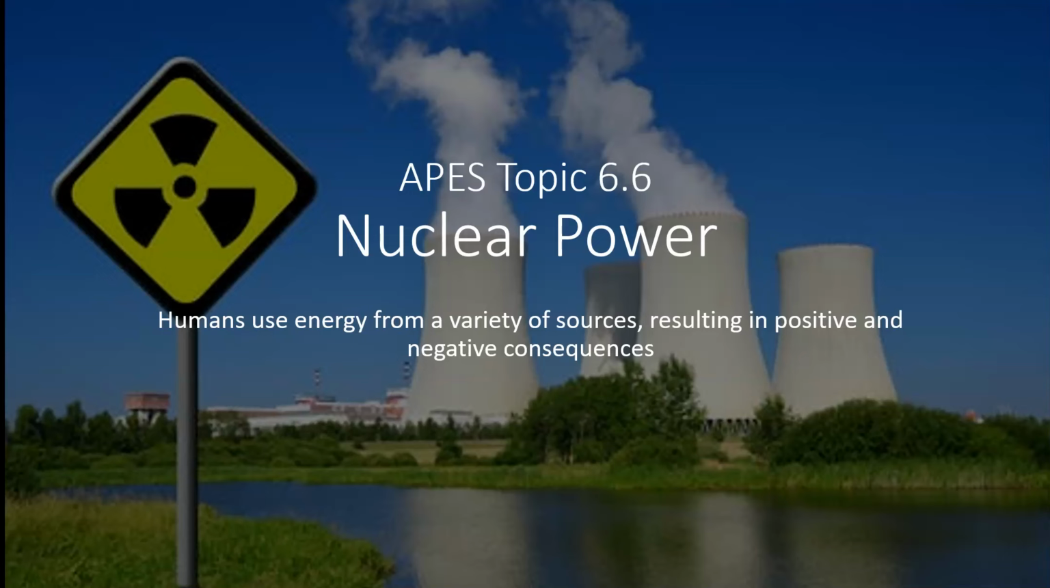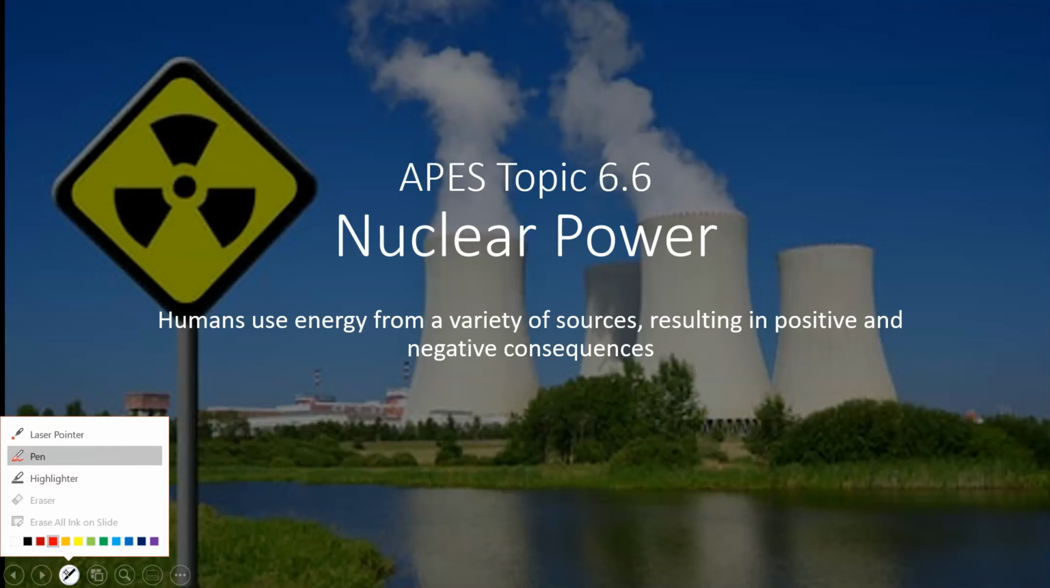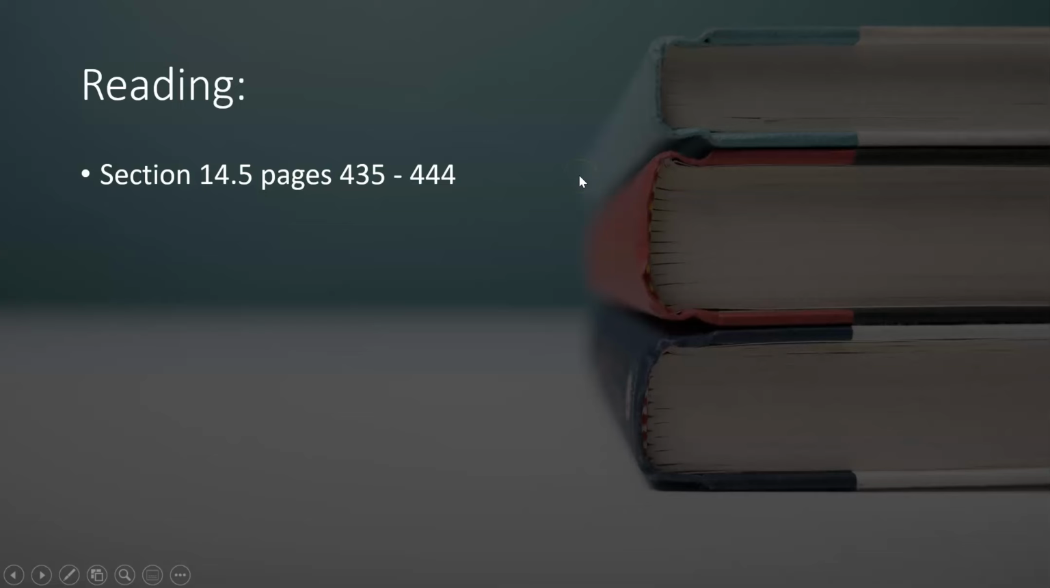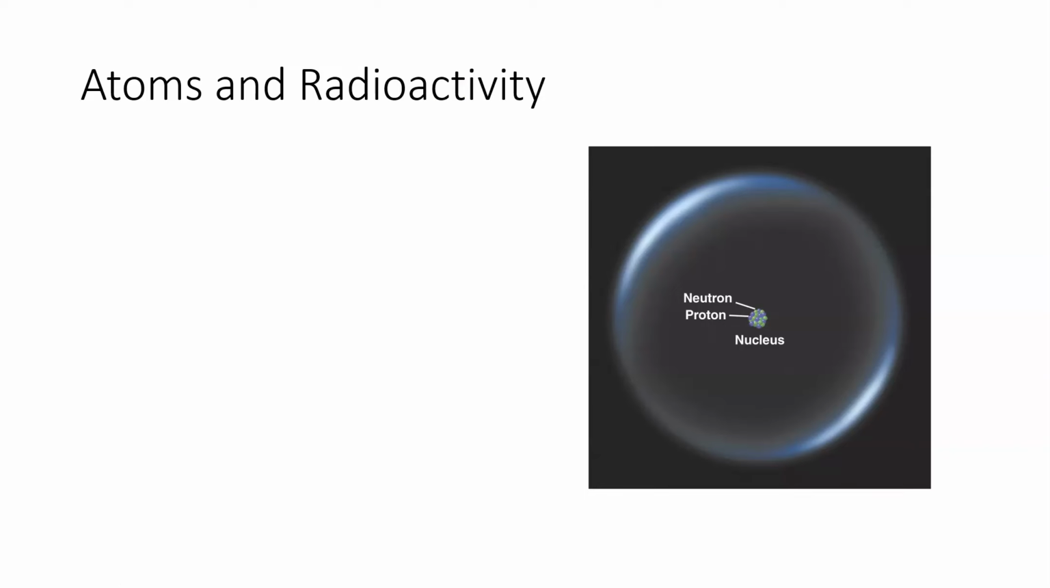We are going to transition to a new topic, and that new topic is going to be nuclear power. So we're kind of moving ourselves away from fossil fuels for the moment, but still the same enduring understanding is that humans use energy from a variety of sources, resulting in positive and negative consequences. The reading you ought to do to accompany this lecture is section 14.5, pages 435 to 444 from that Miller textbook. So we're going to begin with some basic atomic structure.